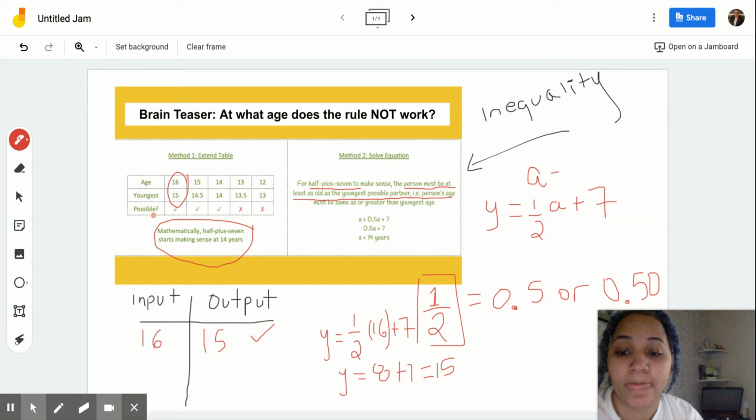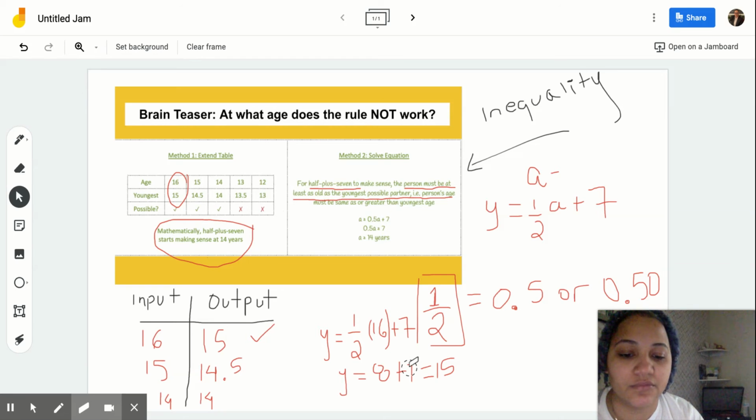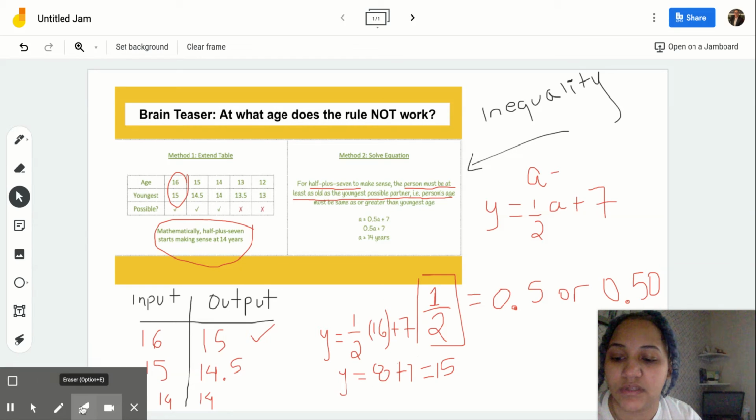It is possible. Now for 15, when my input is 15 and I follow the same rule, my output is 14 and a half. So 14 and a half is the youngest age the person can be when the older person is 15 years old. For 14, the output is 14. But now look what happens when that input is 13. I'm just going to erase this part here.